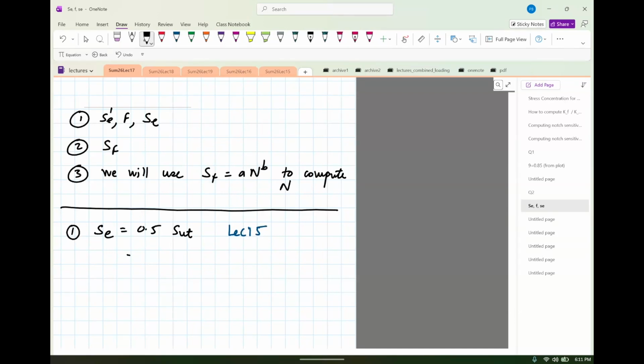And so what is that? That's 0.5 times 690 megapascals, and so SE equals 345 megapascals. And this should actually be SE prime. Okay, so that's SE prime. Now I've got this. Let's move on to compute other things.